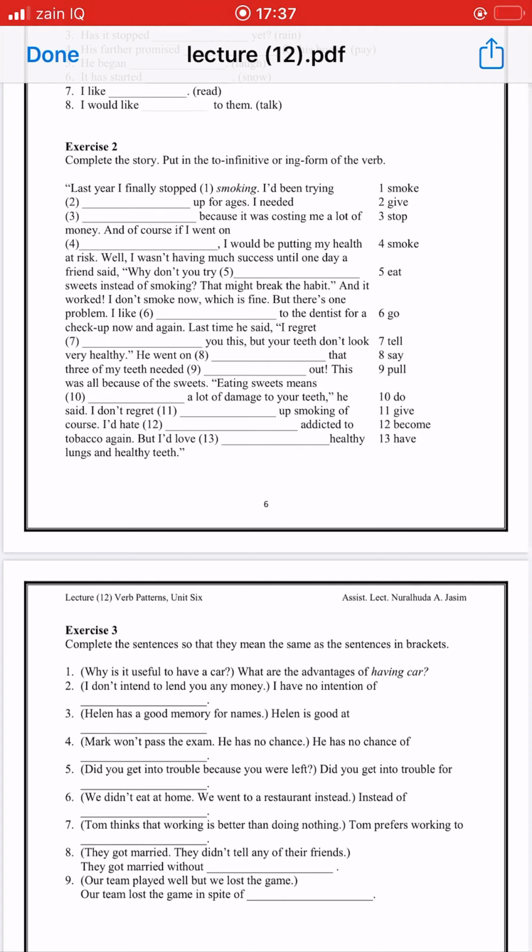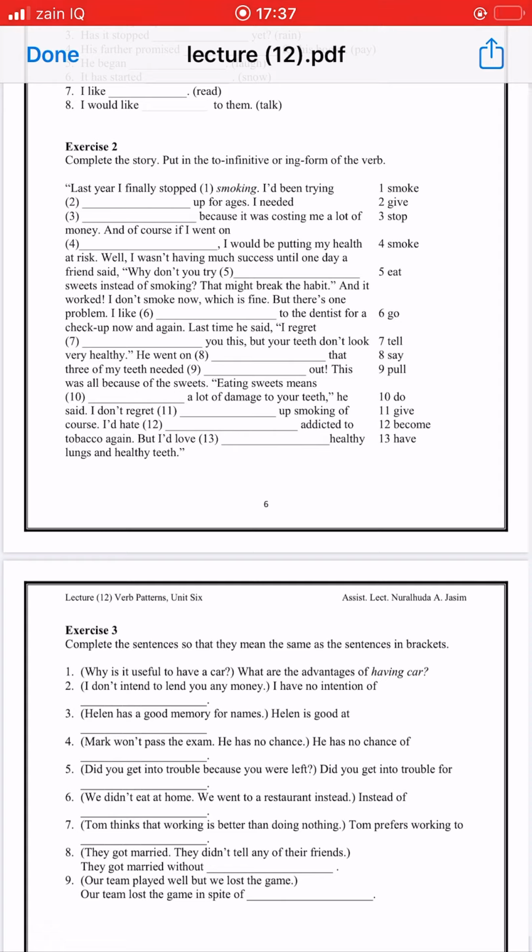Well, I wasn't having much success until one day a friend said, why don't you try to eat sweet instead of smoking? That might break the habit. And it worked. I don't smoke now, which is fine, but there is one problem. I like to go to the dentist for a checkup now and again.